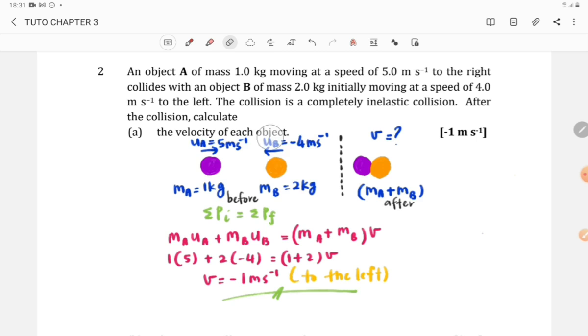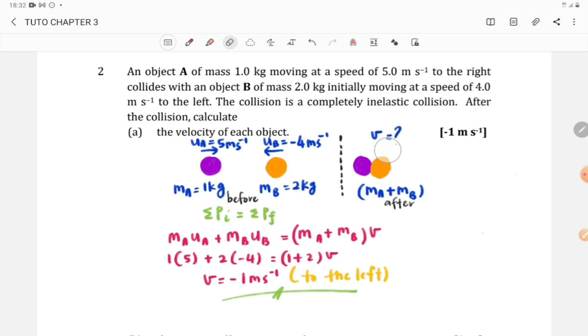To solve this problem, first we need to picture the situation by drawing a diagram like this. And then take out all the information given, which is UA is 5 meter per second. UB is negative 4 meter per second because ball B travels in opposite direction to ball A. Given also MA is 1 kilogram, MB is 2 kilogram.